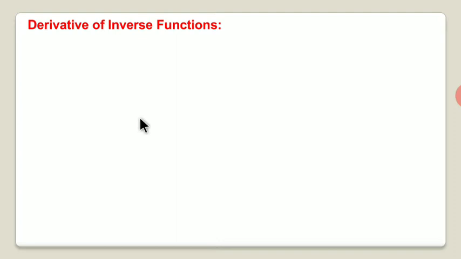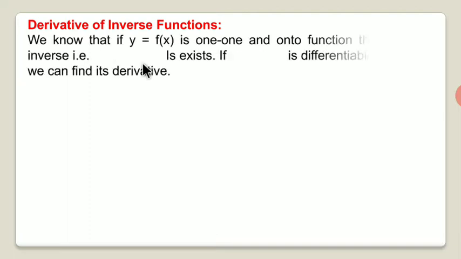Now we see the derivative of inverse function. We know when the inverse of a function exists. We studied that in 11th standard. If the function is one-one and onto, then its inverse exists. That is, x is equal to f inverse of y, if y is f of x.